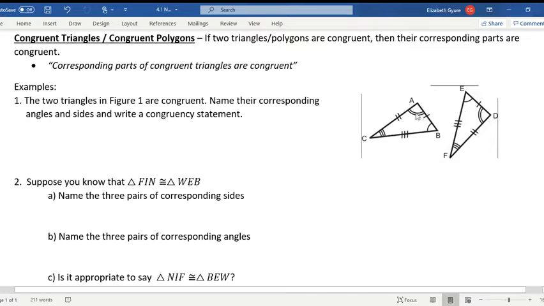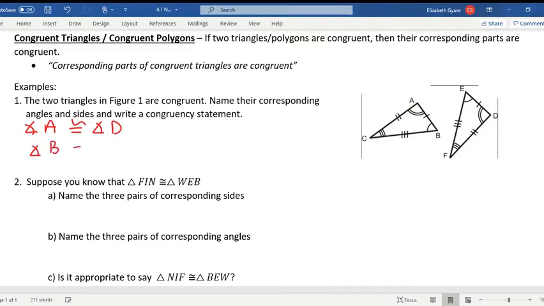So for example, angle A would have to correspond with angle D. So angle A is congruent to angle D. Angle B is congruent to angle E. And angle C is congruent to angle F.